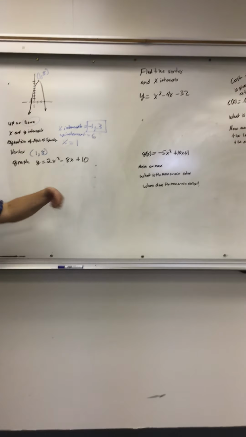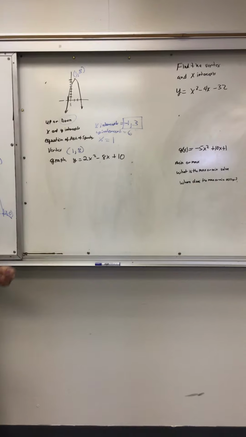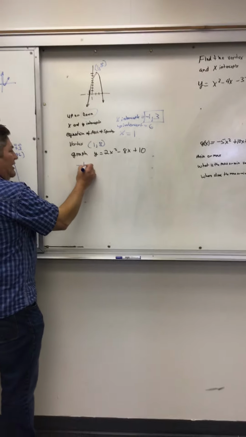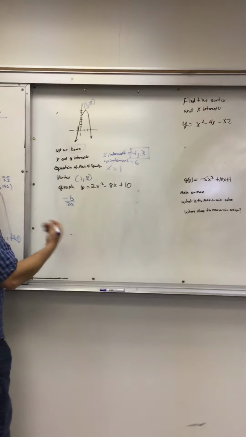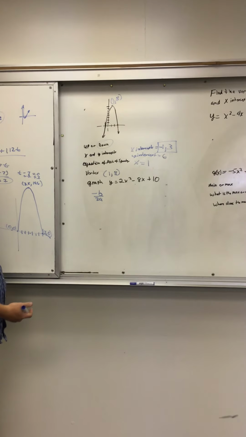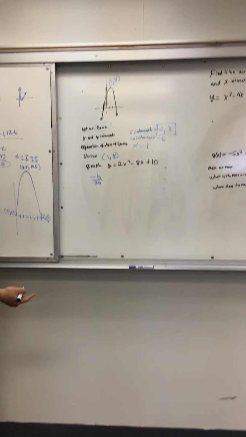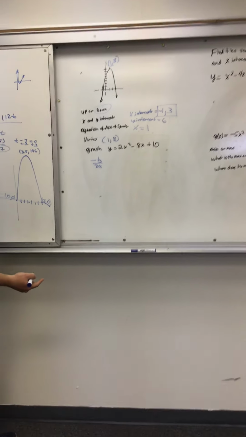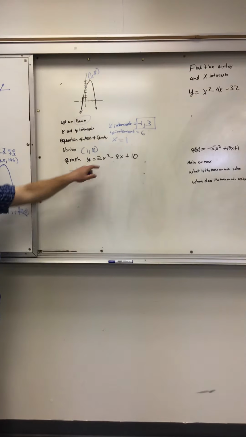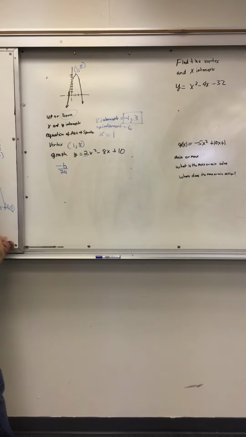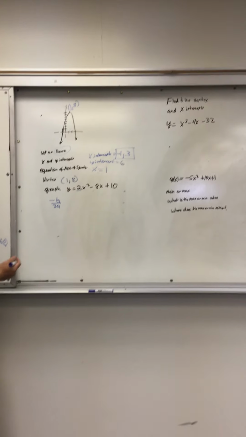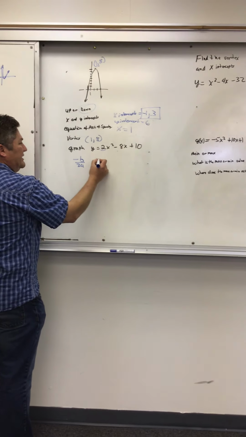Now we're going to do the graph of an equation. So they're going to give you the equation, they're going to ask you to graph it. How do you graph it? Easiest way is -b over 2a to help you find the x coordinate of the vertex. Plug that value in to find the y coordinate of the vertex. And then just use this scale factor of 2, which is what we're going to do.